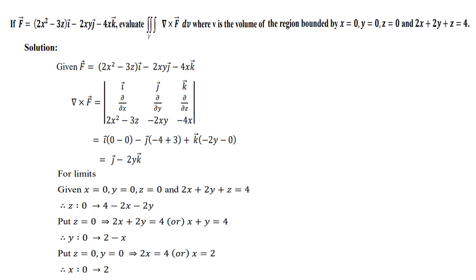Now for limits, given x is equal to 0, y is equal to 0 and z is equal to 0 and 2x plus 2y plus z is equal to 4. Therefore, z is going to be 4 minus 2x minus 2y, and by putting z is equal to 0, we will be getting the equation as x plus y is equal to 2, and by putting z is equal to 0 and y is equal to 0, we will be getting the value for x as 2.